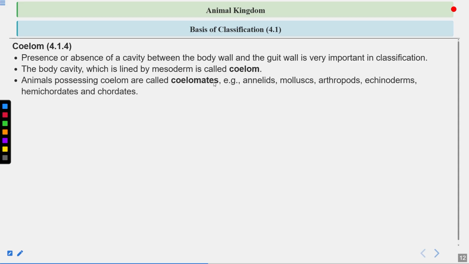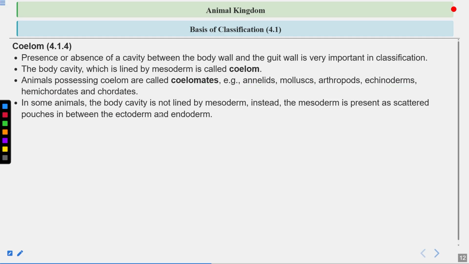Animals possessing coelom are called coelomate, and the animals that have a true body cavity are also called coelomate, like we see in the case of annelids, mollusca, arthropods, echinoderms, hemichordates and chordates. All are coelomates. These all are coelomate animals. They are having the true body cavity.